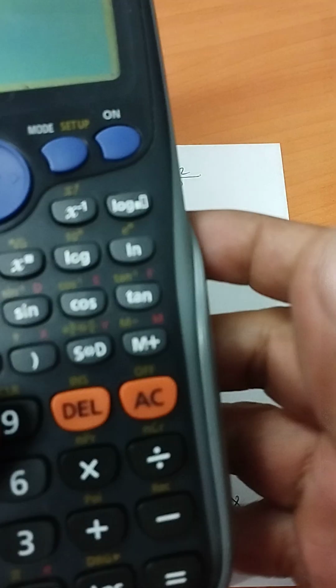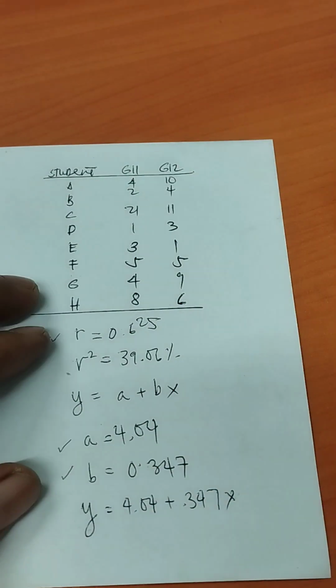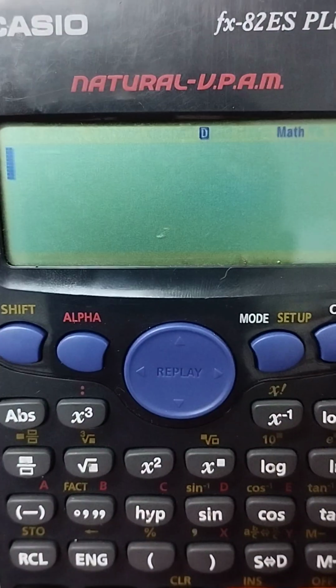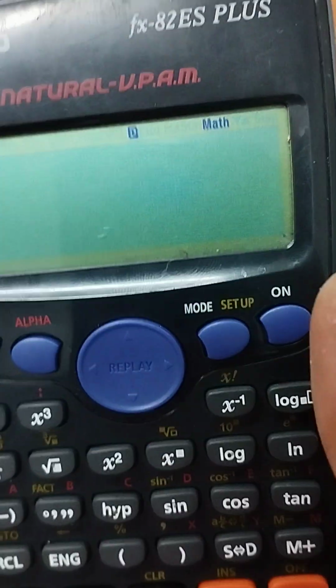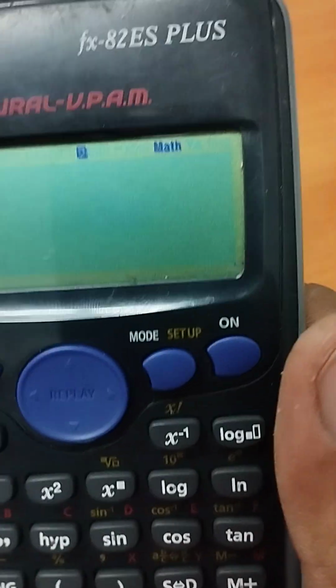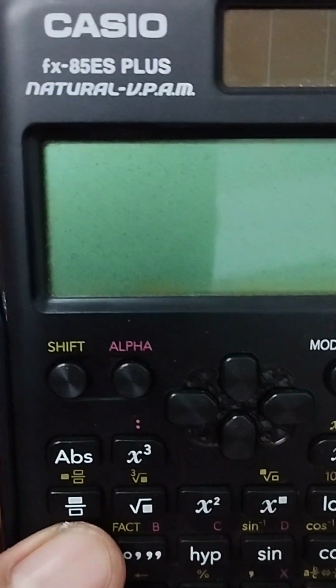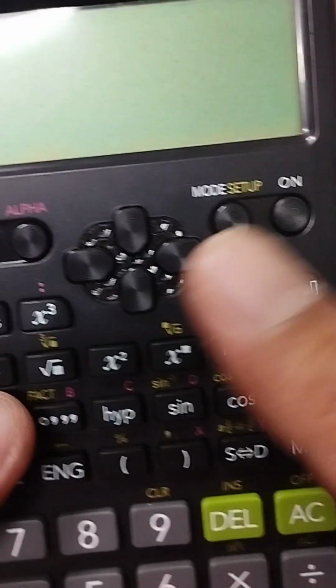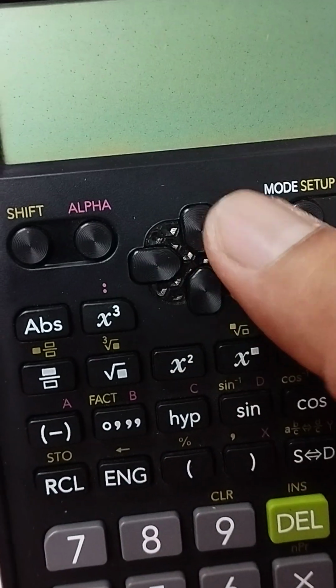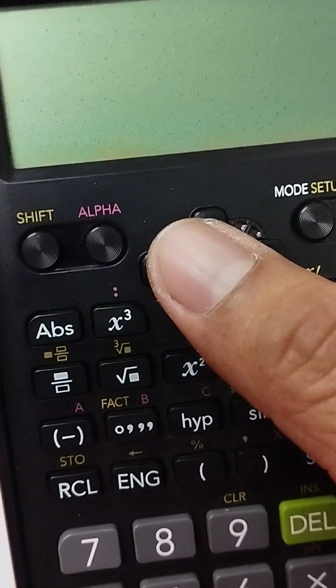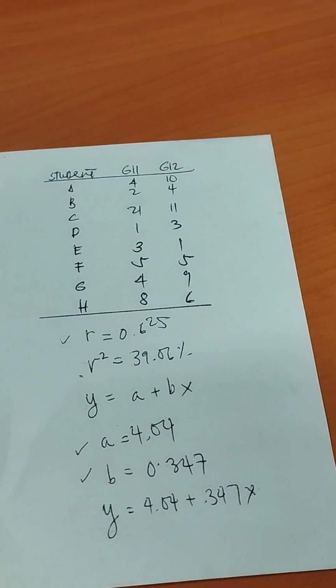Morning. Today we shall try to learn how to use the regression functions for the ES models of your Casio calculators. It could be this type of calculator that we have here, or you could have something like the ES Plus. It shows different features of the navigation key, but the function is still the same.